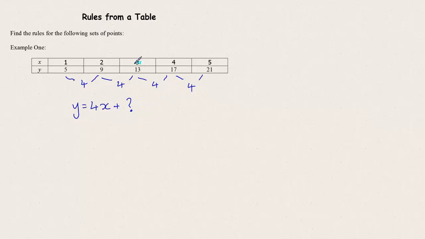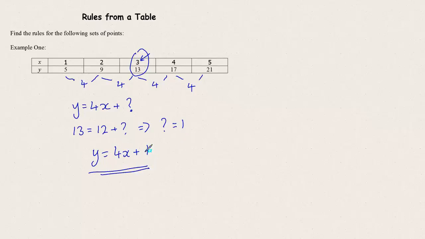Now there's a couple of different ways of finding the something. We can do what we've been doing before. Choose a pair of values from the table. 13 is going to be 4 times 3, which is 12, plus the question mark. Tells us the question mark is 1. So y equals 4x plus 1.